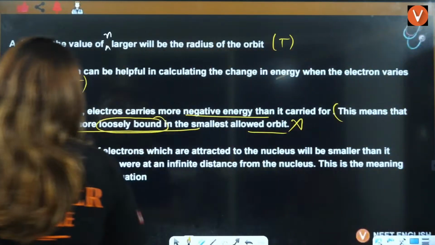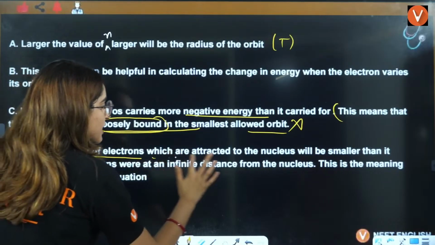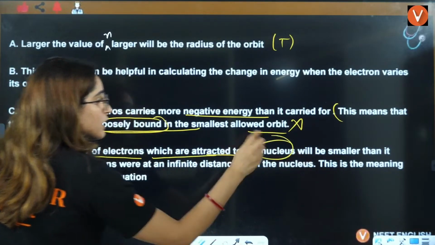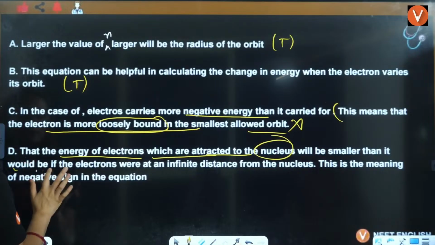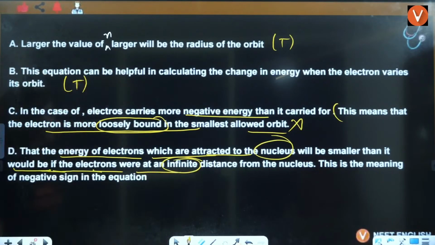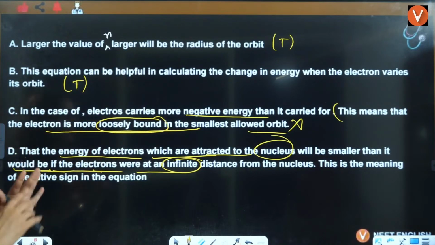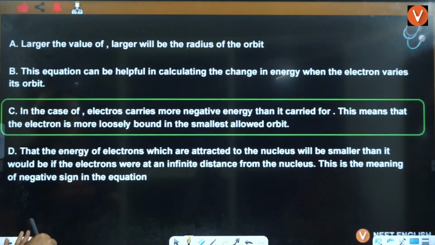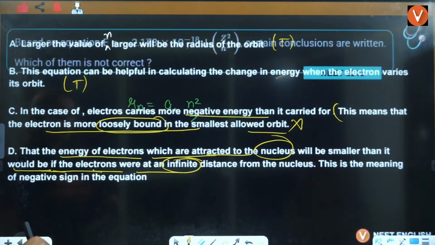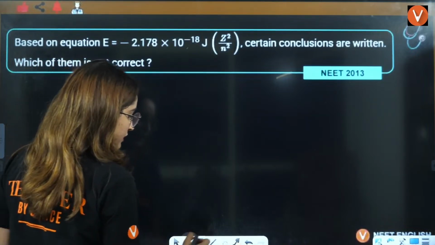Now they are saying that the meaning of the negative sign is that the energy of electrons which are attracted to the nucleus will be smaller than that would be if the electrons were at infinite distance. Yes, if they would have been at infinite distance. See, what exactly is happening here? For this, now I need to teach you this thing about energy.